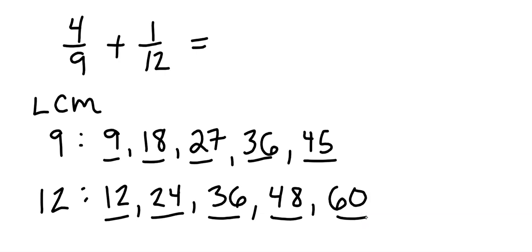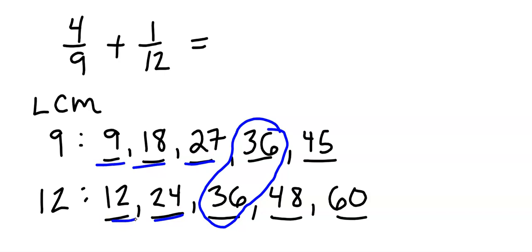Now let's see if we have any numbers that are in common. All right, so I'm looking at my two lists, and I notice that they both have a 36 as a multiple. When I compare the numbers before 36, I don't see any that they have in common. And we want the smallest number that they have in common. So this is the smallest number that the two have in common. So I know that I need my denominators to be 36. So I need this to be a 36 and I need this denominator to be a 36.